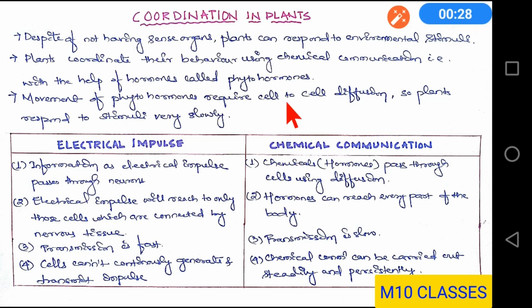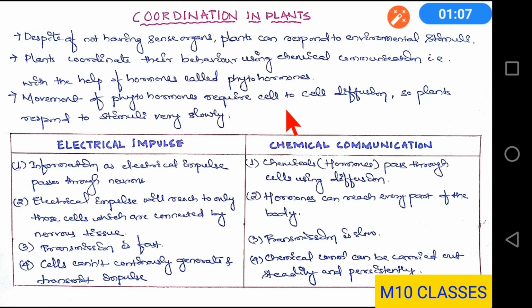Now think of, plants do not have nervous system or nervous tissue. So how do they communicate the information among themselves? Now, despite not having sense organs, plants can respond to environmental stimuli. Plants coordinate their behavior using chemical communication, that is with the help of hormones, and those are called phytohormones. That means plant hormones. The movement of phytohormones requires cell-to-cell diffusion, so plants respond to stimuli very slowly.